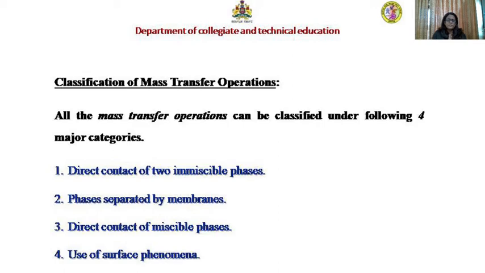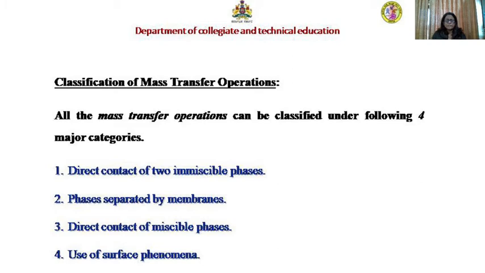Now we'll take up the topic of classification of mass transfer operations. Let us see the categories under which the various mass transfer operations are grouped. There are four major categories. The first is direct contact of two immiscible phases. The second is phases separated by membranes. The next is direct contact of miscible phases. Then we have the use of surface phenomena.